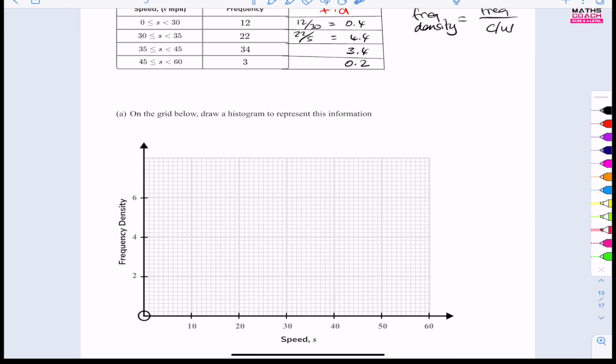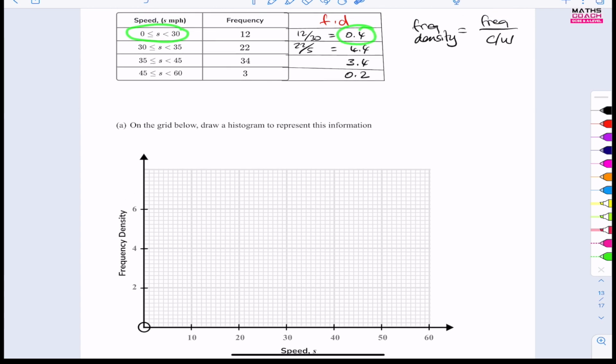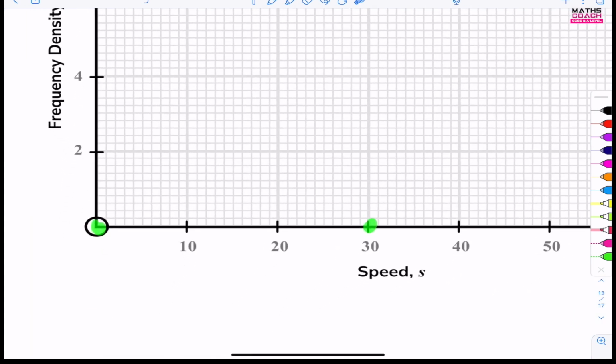Okay, now if you look at our graph, usually the frequency density may not be marked for you, so you'd need to figure out how to break it up, okay? But they've been quite generous, they've already given that to you, okay? Right, so we want to plot the first one. So 0 to 30, frequency density of 0.4. So 0 to 30, this is how wide our bar is going to be. Okay, we're going to go up to 0.4. So on the y-axis here, we're going to have to find out where is 0.4.